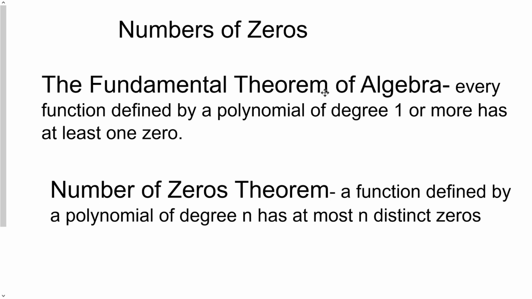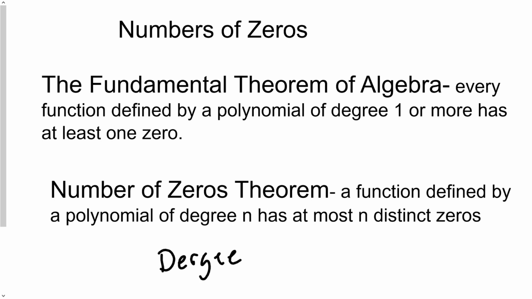The next topic in section 3, numbers of zeros. So we have two theorems here, and these put together basically mean that whatever size degree a polynomial has, if it has degree 4, that means it has basically four zeros.